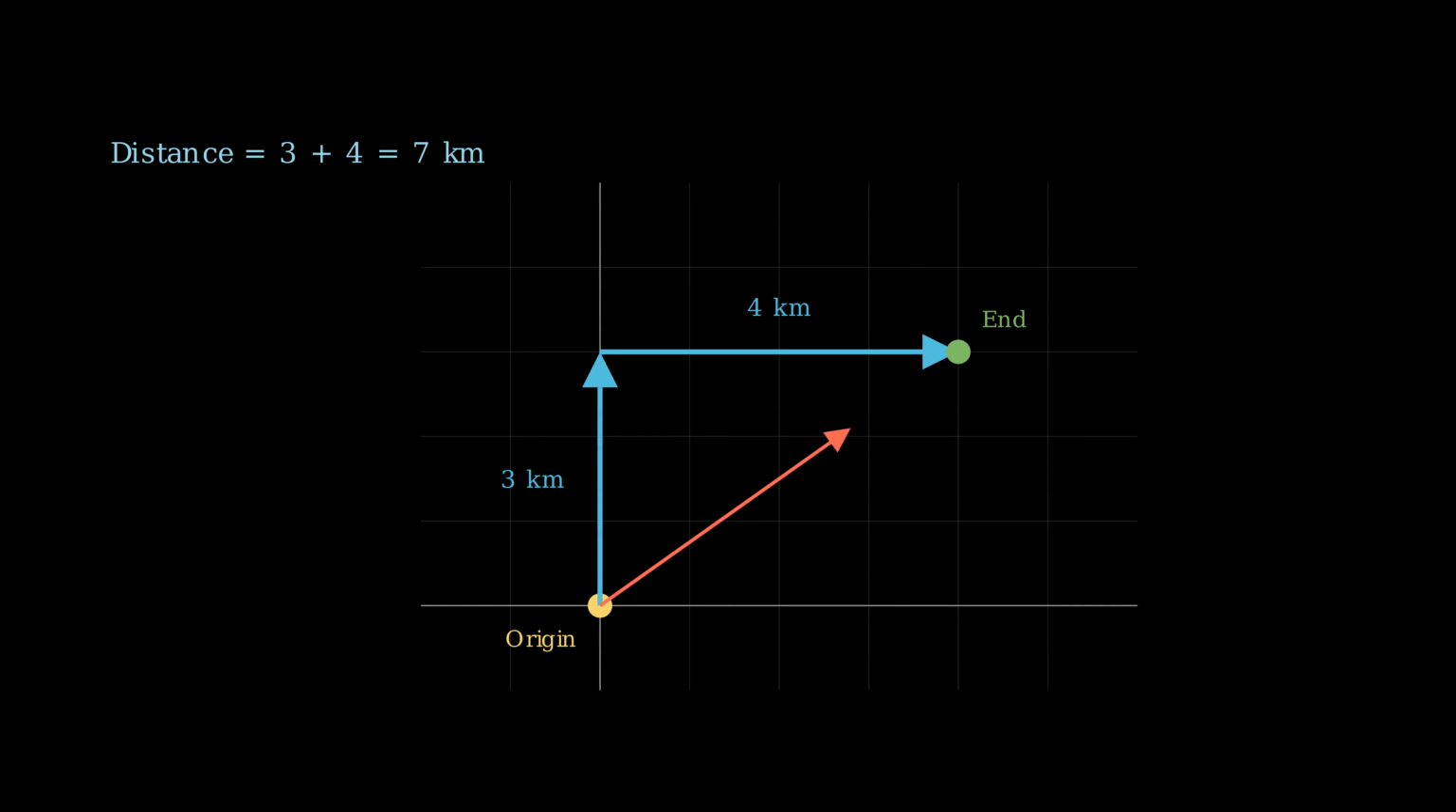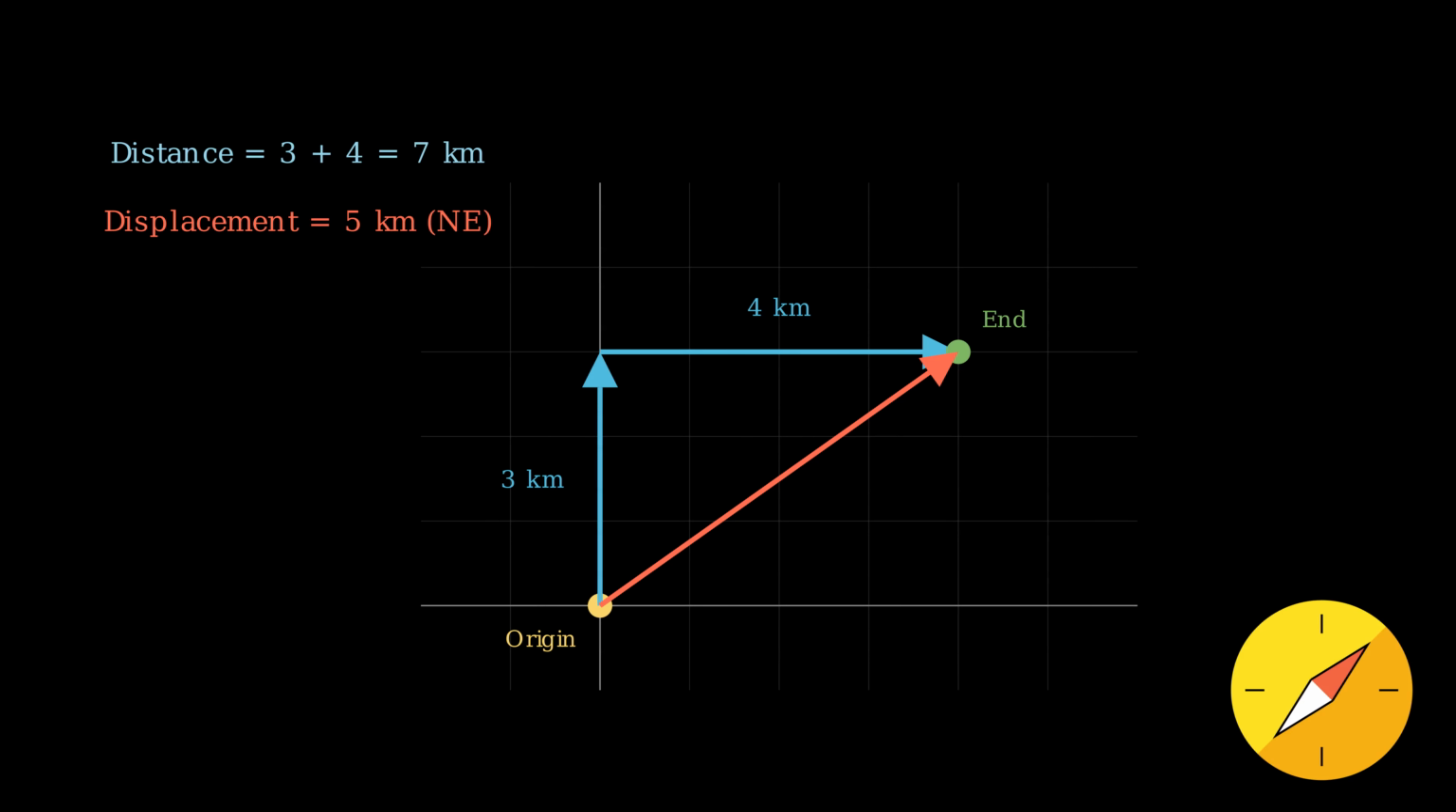Here is a concrete example. A person walks 3 kilometers north, then 4 kilometers east. The distance traveled is 7 kilometers, but the displacement is only 5 kilometers northeast.